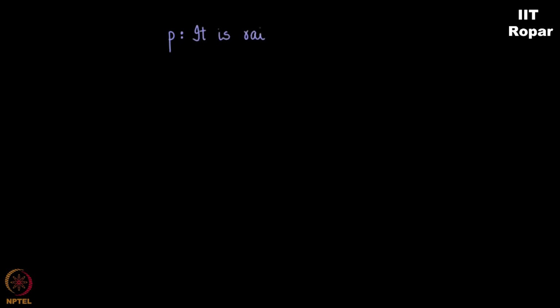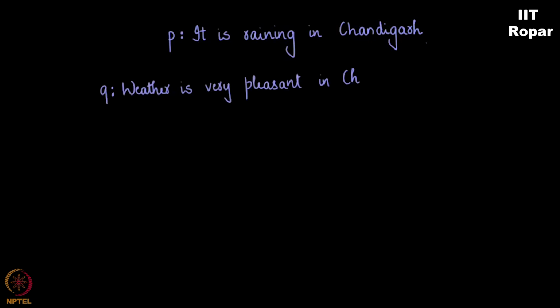It is raining in Chandigarh. When is P true? P is true if it is actually raining right now. Okay. Q is the weather in Chandigarh is very good today. What is P? P is it is raining in Chandigarh today. Q is weather is very pleasant in Chandigarh today.